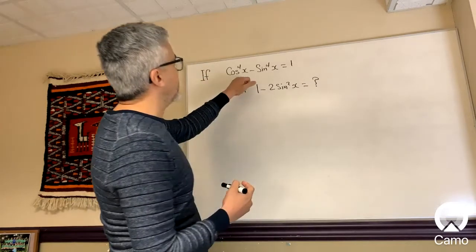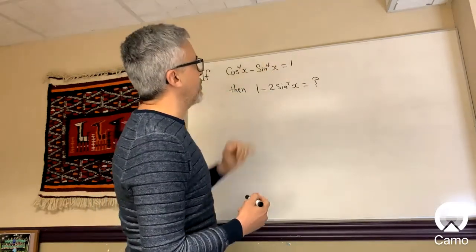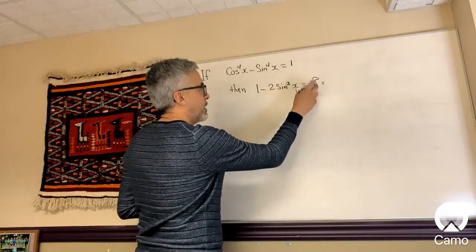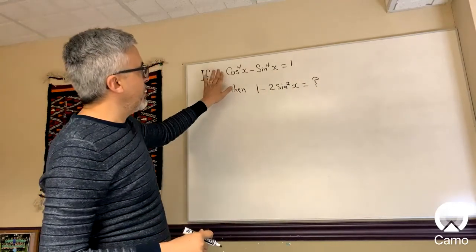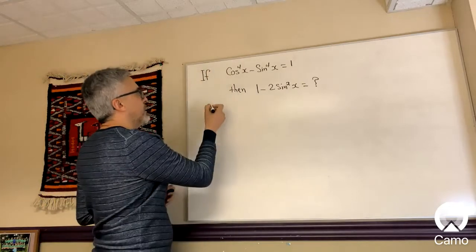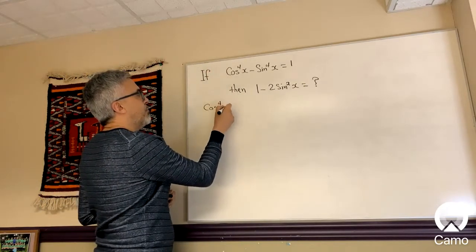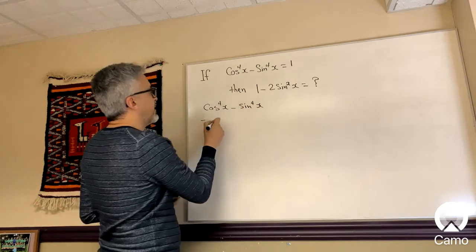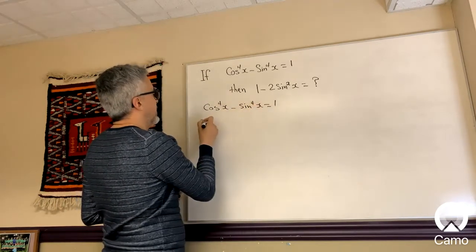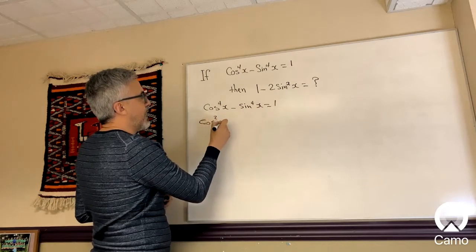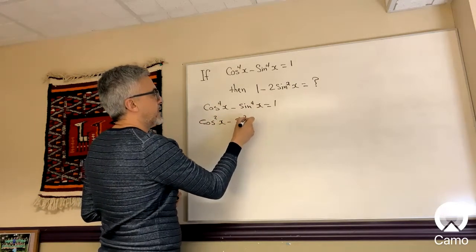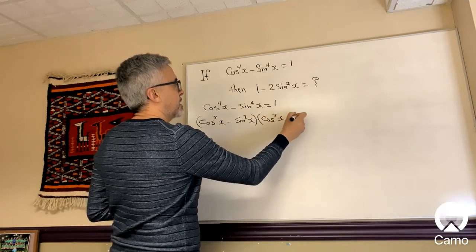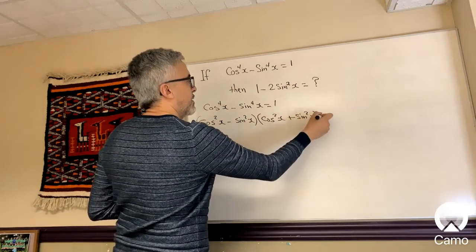Okay, so cos to the 4x minus sine to the 4x equals 1. Then 1 minus 2 sine squared x would equal what? So what I'm going to do is take the cos to the power of 4x minus sine to the 4x, and I'm going to factor this, which equals 1. When you factor this, you get cos squared x minus sine squared x, difference of squares, times cos squared x plus sine squared x, and all of that equals 1.